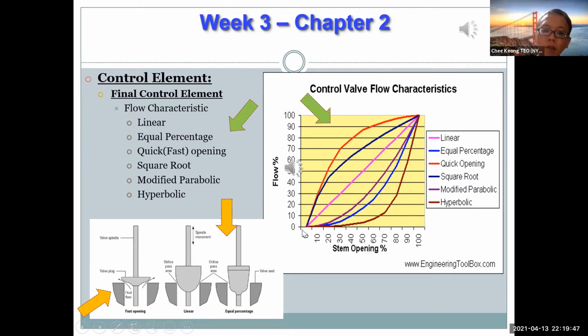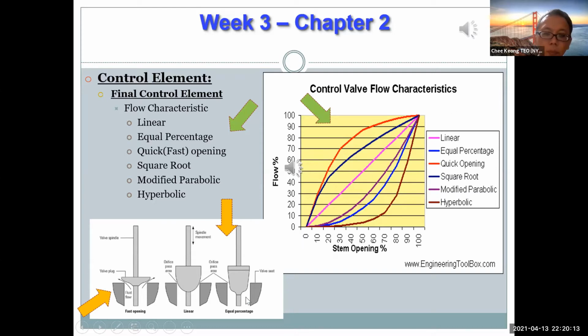So of course, for the linear case, we would expect 0 opening to be zero flow, and then of course 100% opening will be 100% flow. So that is for the linear flow. You might expect linear flow to be a straight line, but actually it's a dome shape. So as you lift up this dome, the area will increase linearly, and of course the flow will also follow a linear fashion. So that's the linear type, right?